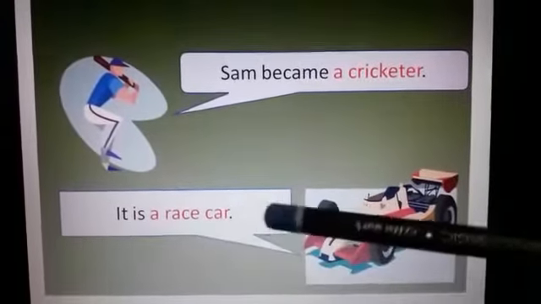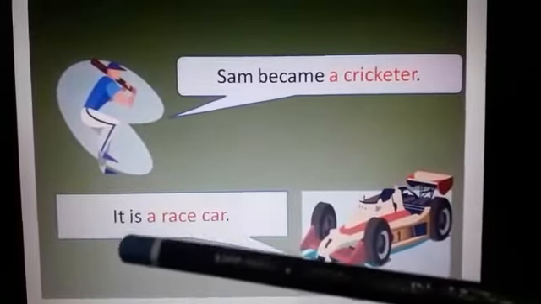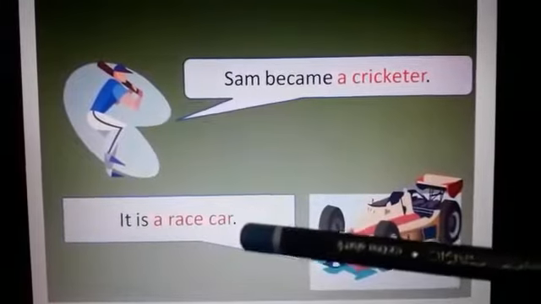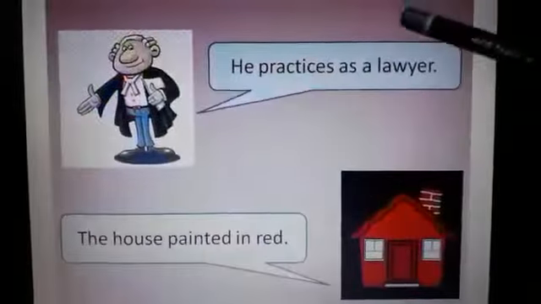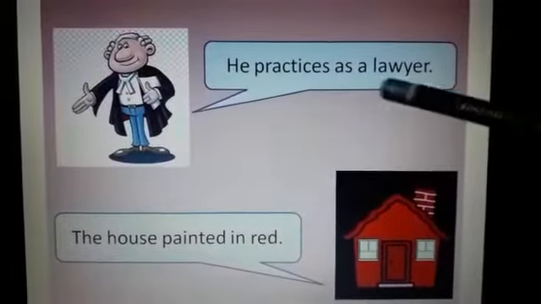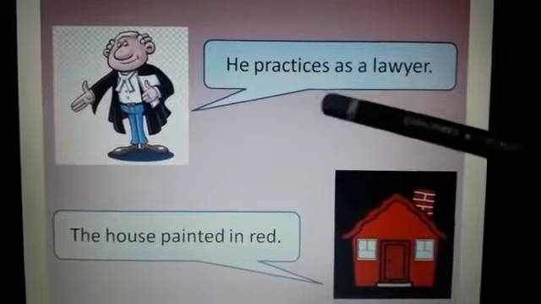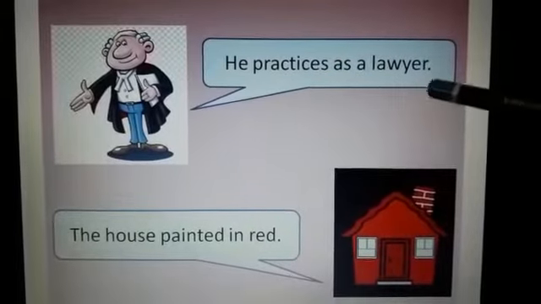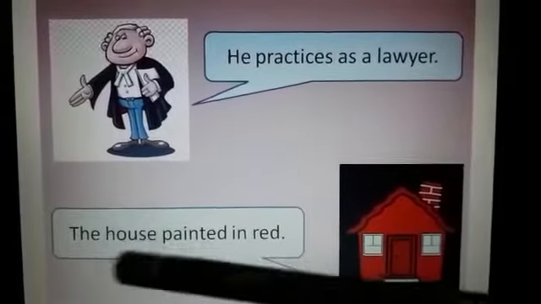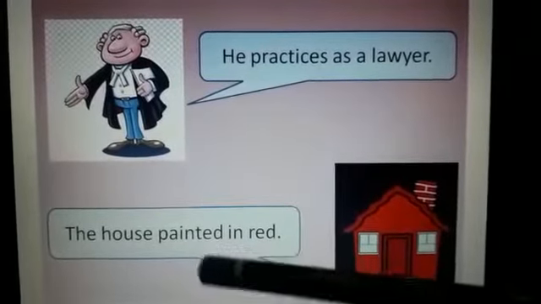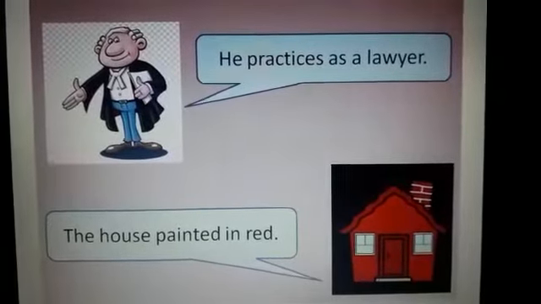Here, it is a race car. It is a subject, is a verb. After that be verb, whatever comes is a complement. So here a race car is a complement. Then, he practices as a lawyer. He is a subject, practices is a verb, as a lawyer is a profession, isn't it? So it becomes a complement. Then, the house painted in red. The house is a subject, painted is a verb, in red denotes color. So it becomes a complement.